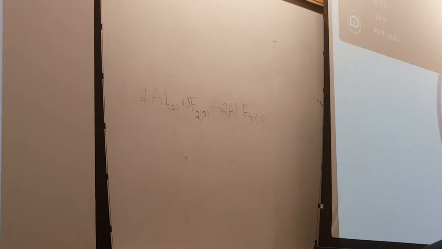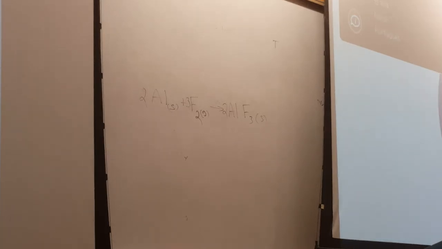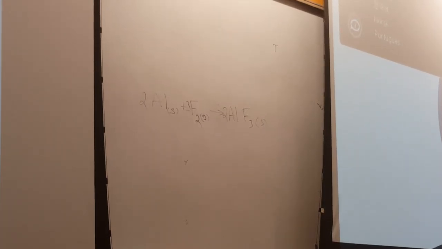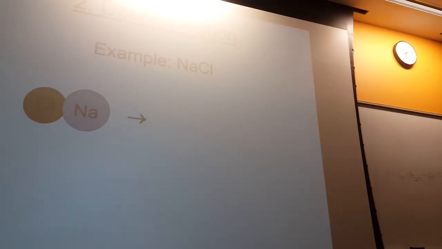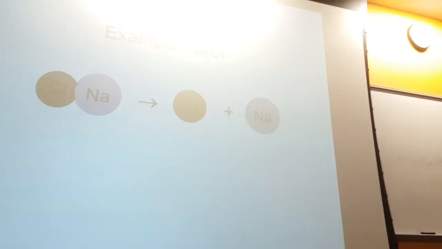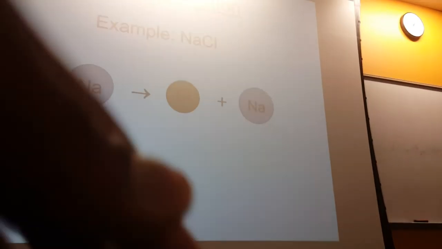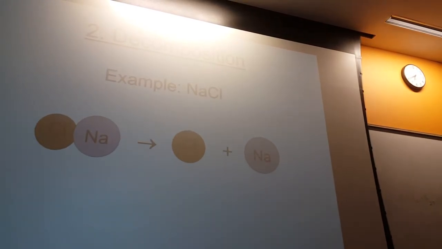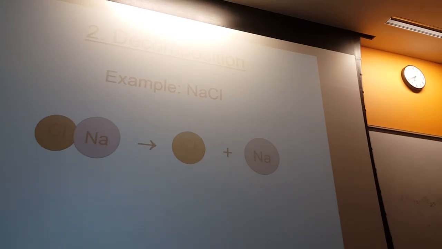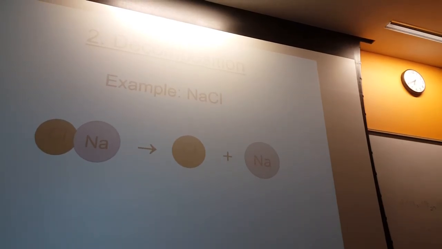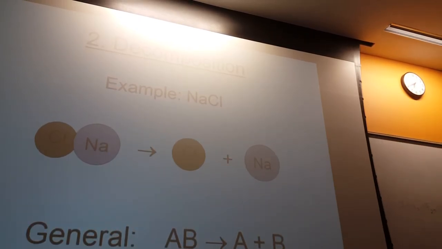That's what they're telling you here, right? Decomposition. Sodium chloride. So what do you have to decompose it to? Na plus Cl. But it's 1-to-1, so you don't have to balance anything. It just breaks apart. You start with a compound, it breaks off into its constituent parts, sodium and chloride. That's decomposition. So you got a compound, it breaks into two different elements.